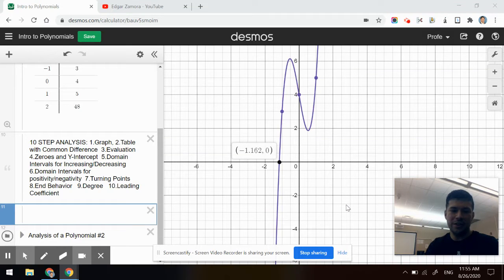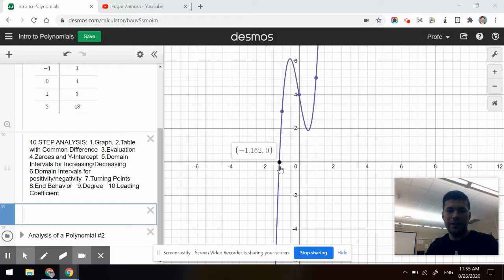So continuing with this analysis, now steps 7 through 10. We ended on step 6 rather abruptly. Domain intervals for positive and negative. We're really just looking at the x-axis. Anything above the x-axis is a positive interval. Anything below the x-axis is where the function is negative. So again, for this, we identify the zeros and go from there.